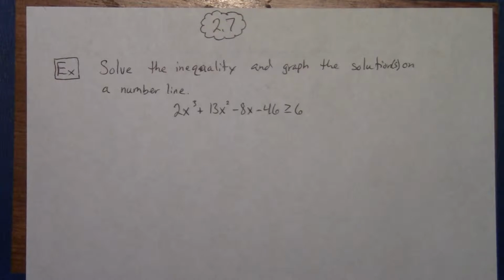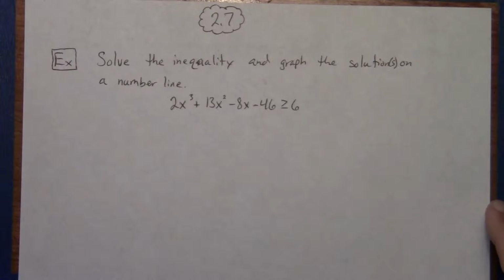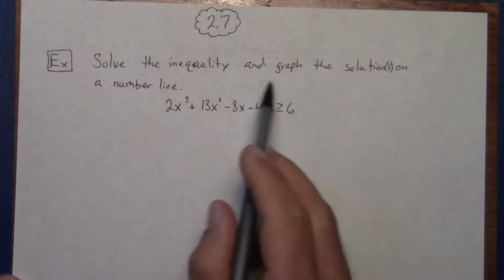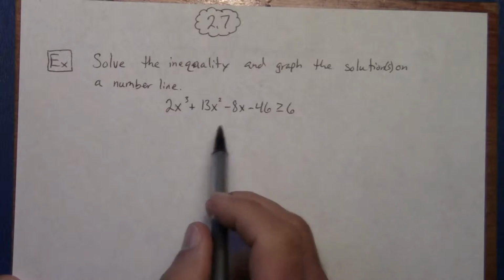Okay, for section 2.7 we are looking at polynomial inequalities and rational inequalities and solving and graphing on a number line. And so we'll do two problems today to help you out. I'm going to take a look at number 24 from your book. You don't have this problem in your homework, but if you wanted to look at it, it's 24 from your book. Solve the inequality and then graph the solution or solutions on a number line.